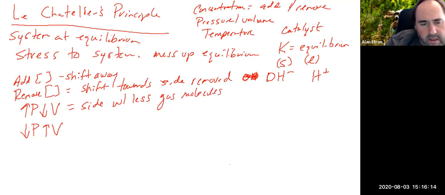Now, the opposite is true if we lower the pressure or, vice versa, increase the volume. That means everybody has a lot more room to fly around. Because they have a lot more room to fly around, the pressure will start to come down. And because the pressure starts to come down, we need to actually shift to the side with more gas molecules. That should bring the pressure back up to reach equilibrium. So this would shift to the side with more gas molecules.